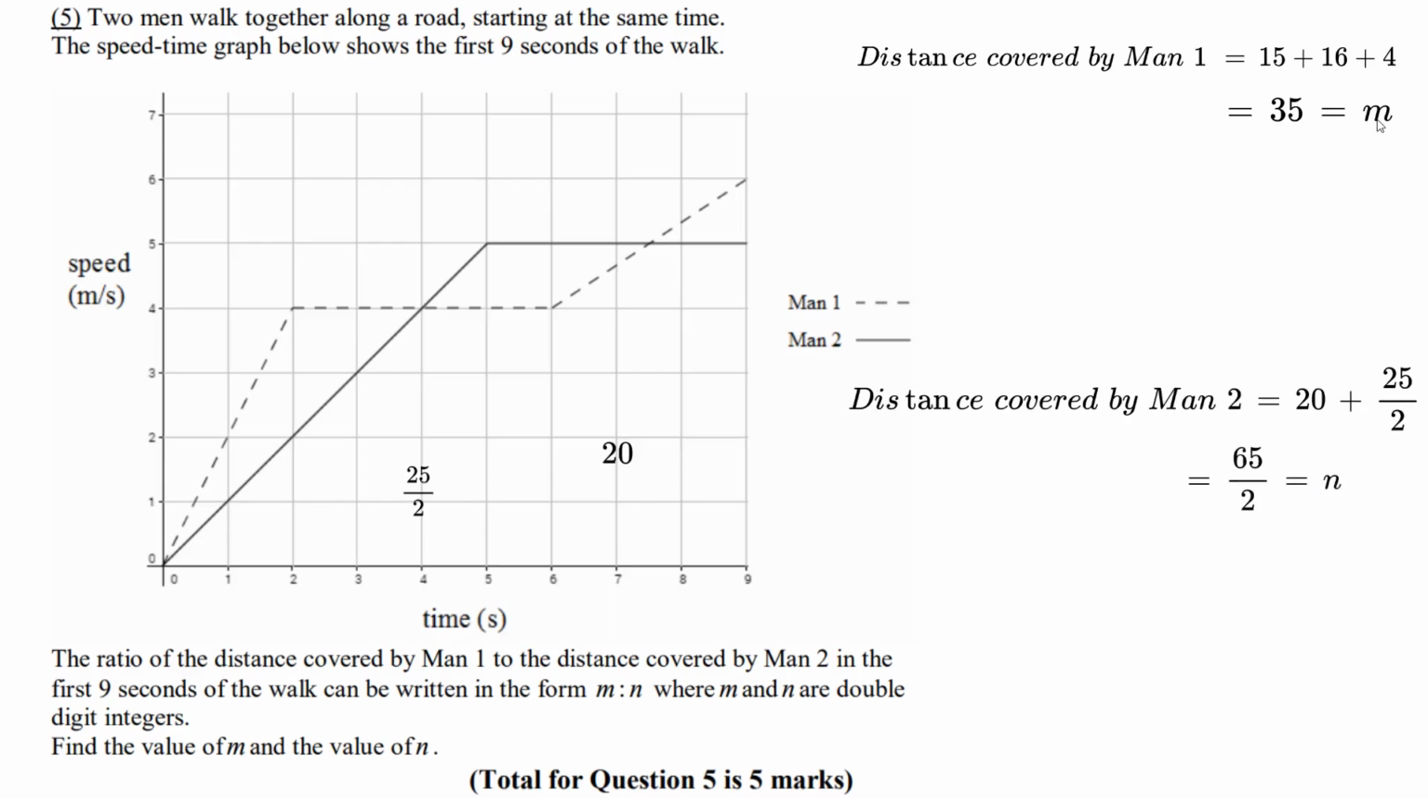And now you just want this in the form m to n, so we'll just do that. It says m and n are integers, they're double digits, so just multiply out by 2 on both sides to get 70 to 65. That tells us that m is 70 and n is 65.